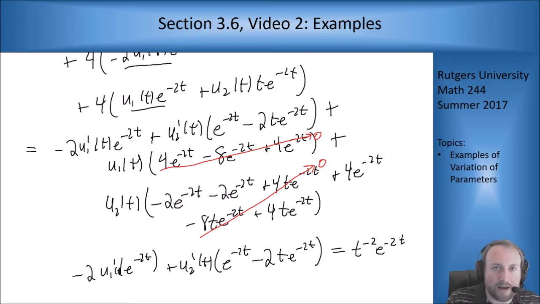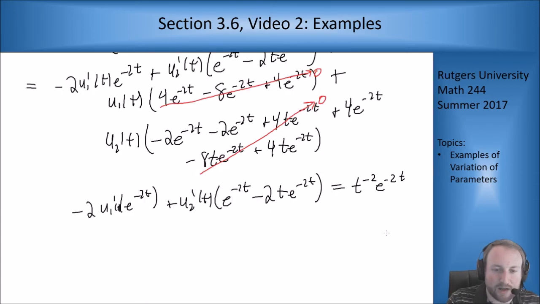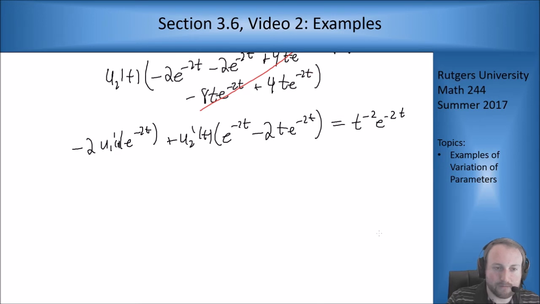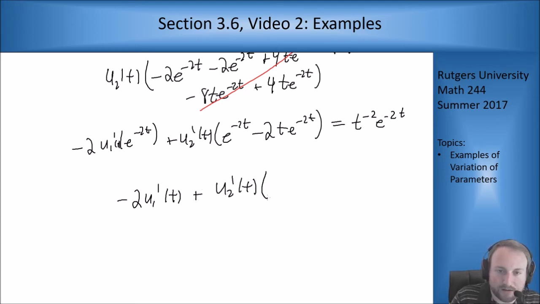Now what I'm going to do right now to make things easier is cancel an e to the minus 2t from every term in this equation, because I can do that since e to the minus 2t is never 0. So the remaining equation is minus 2 u1 prime plus u2 prime of t times 1 minus 2t equals t to the minus 2.